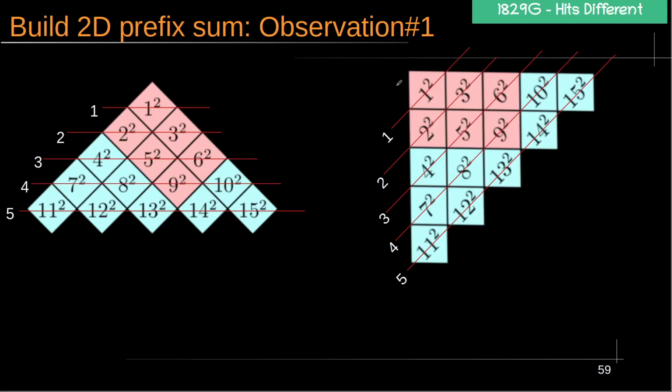And as we have said, if we rotate this image counterclockwise, these lines become diagonals. As you see, the diagonal here is not the anti-diagonal. Let's just say diagonal. Diagonal 1, we have 1. Diagonal 2, we have 2, 3. Diagonal 3, we have 4, 5, 6. Diagonal 4, 7, 8, 9, 10, etc. Okay, this is the first observation.